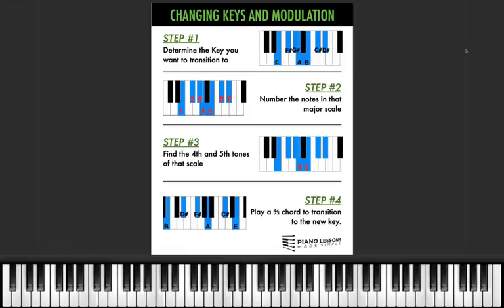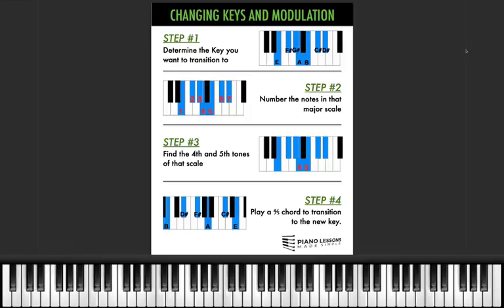Then you have to go to step number 2, which is to number the notes in that major scale. So we named the notes D, E, F sharp, G, A, B, C sharp, and D. But now what we have to do is number those notes in the key. So D is 1, E is 2, F sharp is 3, G is 4, A is 5, B is 6, and C sharp is 7, and then D is back to 1, or it can also be 8, either one. So 1, 2, 3, 4, 5, 6, 7, 8. So that's step number 2.